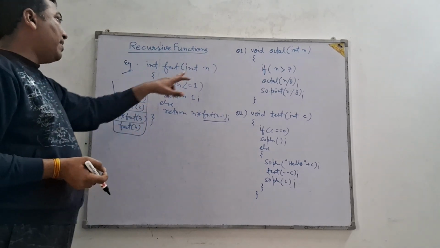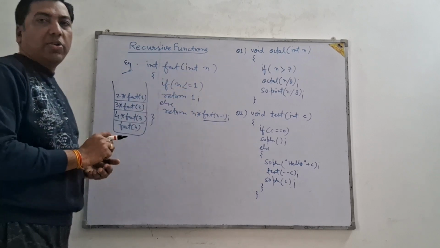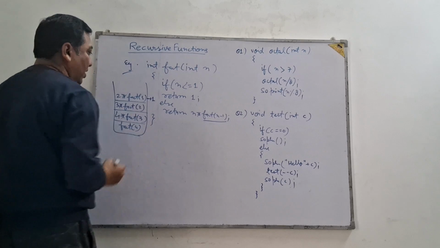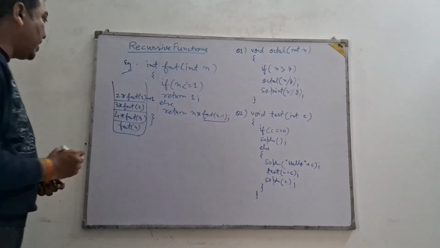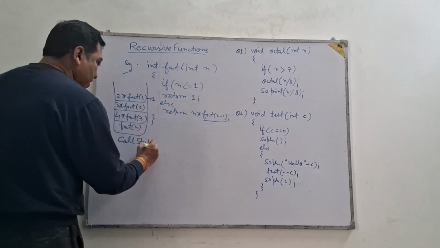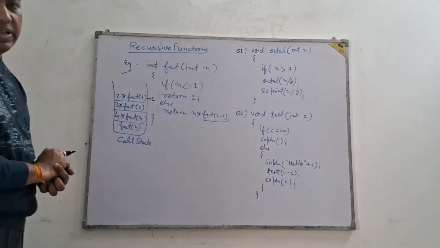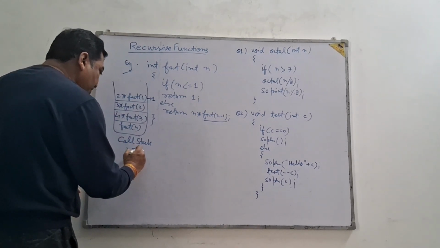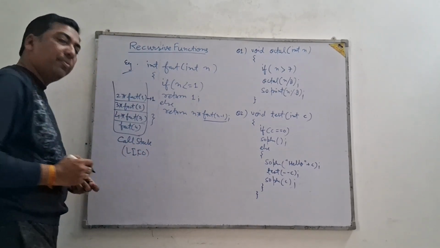This time when you will enter with 1, 1 is less or equal to 1, condition is true. So we will get 1 for the last call. Actually this memory block is known as call stack. When we use a recursive function, a memory block is created, that is known as call stack. And in call stack, all the instructions are executed in LIFO order, last in first out.